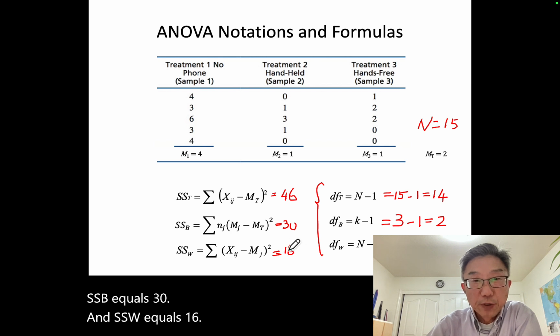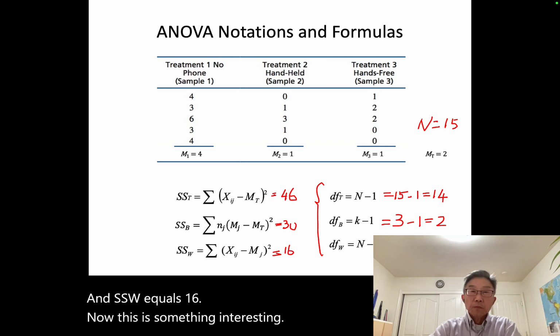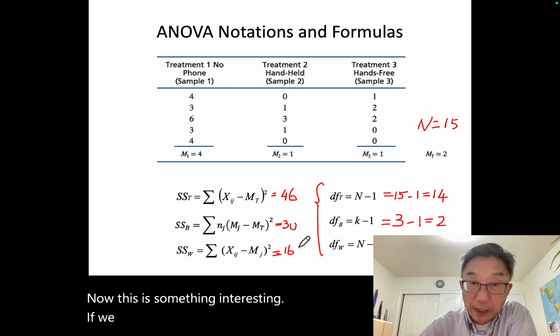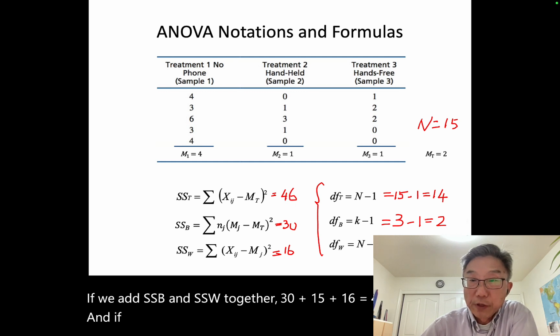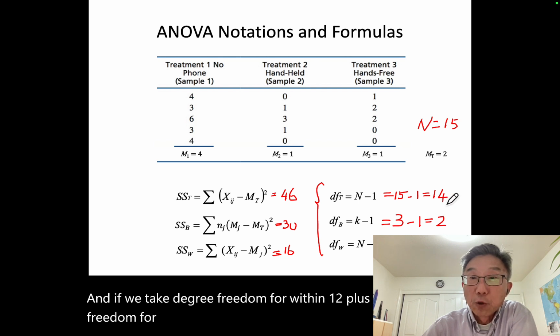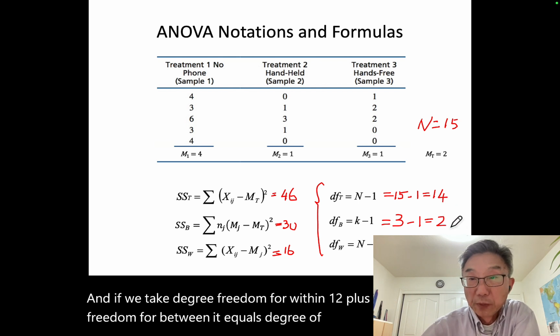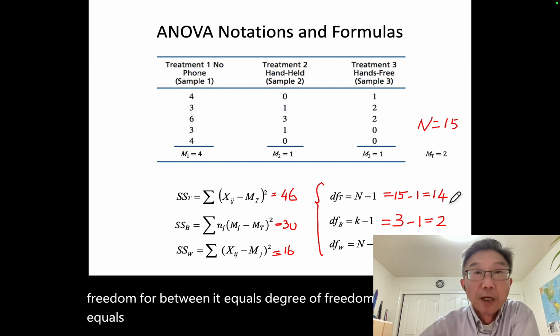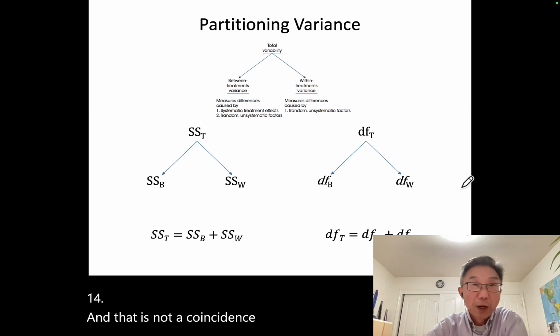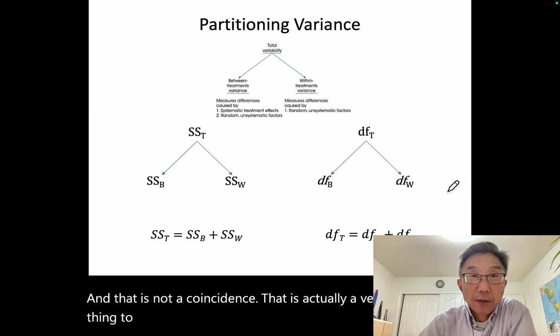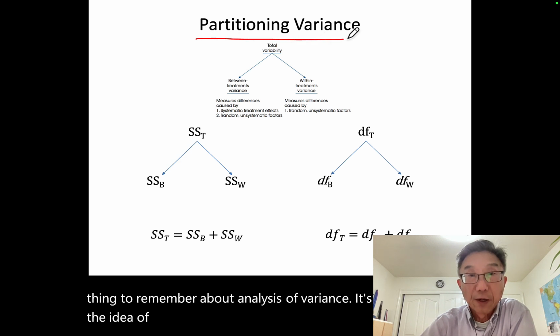Now you notice something interesting. If we add SSB and SSW together, 30 plus 16 equals 46. And if we take the degrees of freedom for within, 12, plus the degrees of freedom for between, 2, it equals the degrees of freedom total. 12 plus 2 equals 14. And that is not a coincidence. That is actually a very important thing to remember about analysis of variance. It's the concept, the idea of partitioning the variance.